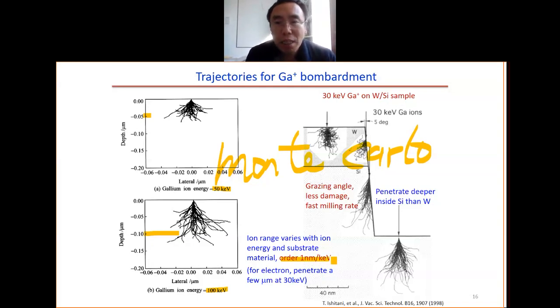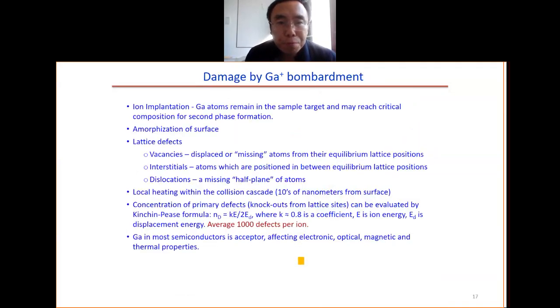This is much smaller than the case of electron beam, because we know electron beam can go to a few micrometers at 30 keV. But at 30 keV, for the gallium ion beam, it just goes to about 30 nanometer. So we have the gallium ion bombard the surface, and it will cause a lot of damage. It can become ion implantation. When the amount is very high, it can form a second phase of gallium, so you have the gallium phase inside the host material. And to make the surface amorphous, it will create many defects, vacancies, interstitials, dislocation, and also heating.